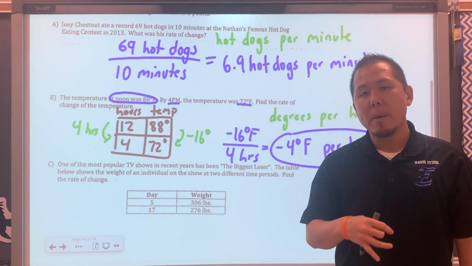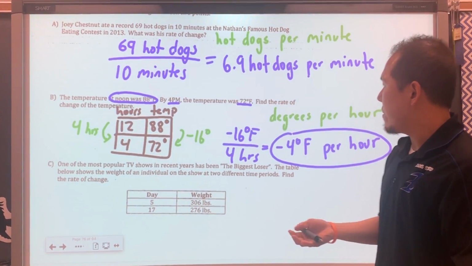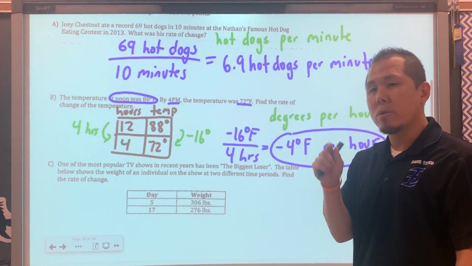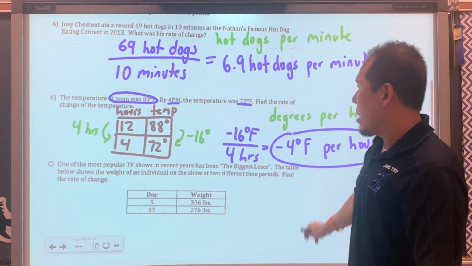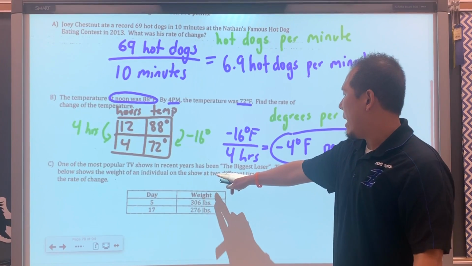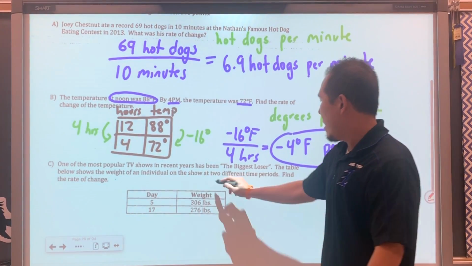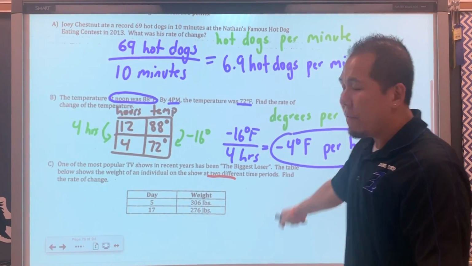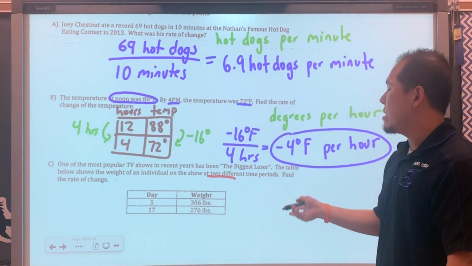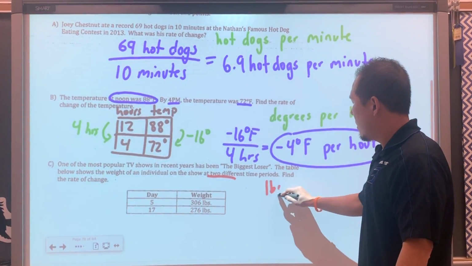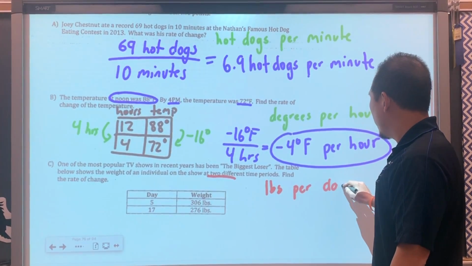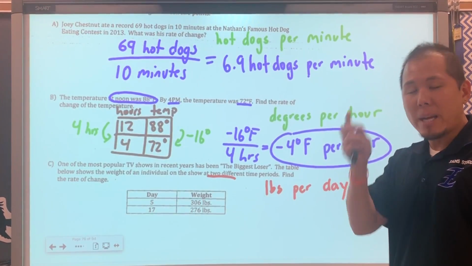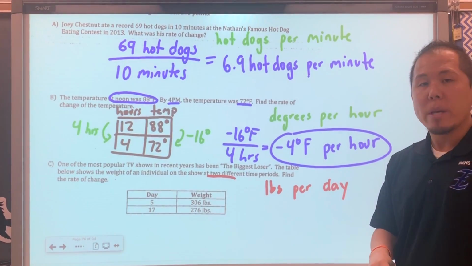Sometimes it's already set up in a table, so we just have to figure out the rate of change from there. One of the most popular TV shows in recent years has been The Biggest Loser. Guess what? There's a new season this year. Check it out. The table below shows the weight of an individual on the show at 2 different time periods. Again, we have 2 sets of data, so that's how we know we're going to use a table. Find the rate of change. Well, we want to know the difference, so we're going to figure out the pounds per day. If you're unsure, think about the other way, like days per pound. That doesn't make sense in our brain, so pounds per day is what we're looking for.